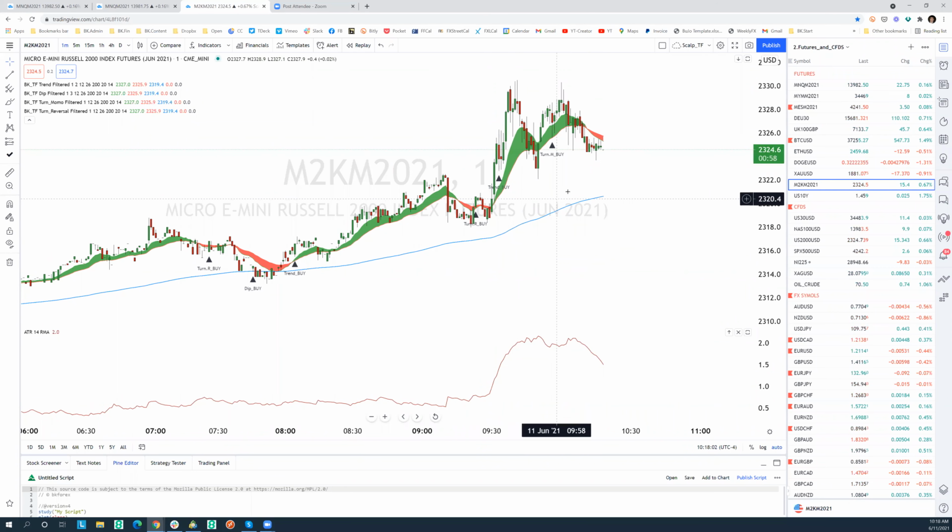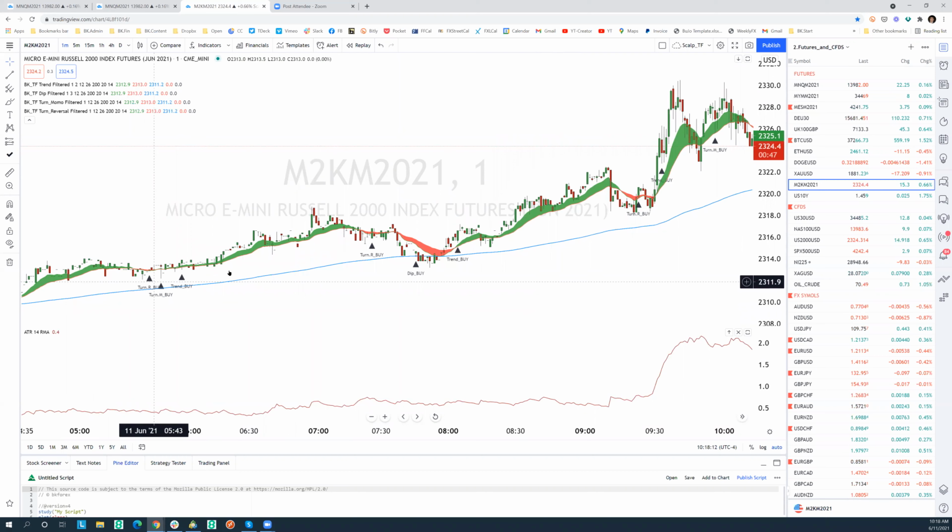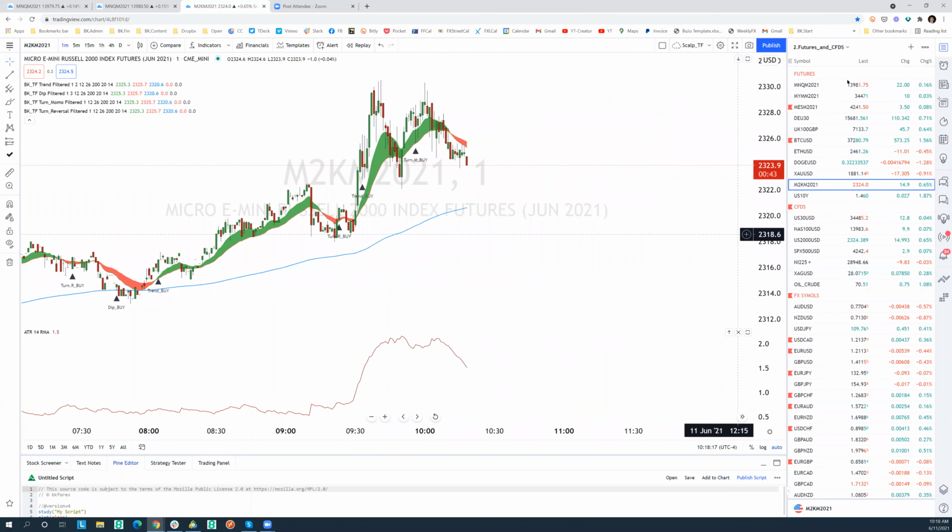2320. We haven't really traded the Russell in ages, but this has been the one index today that's been relatively strong, and it's been staying above the moving average since 5 o'clock this morning. You haven't had a false signal here, and that's what you want. You want to catch that move.